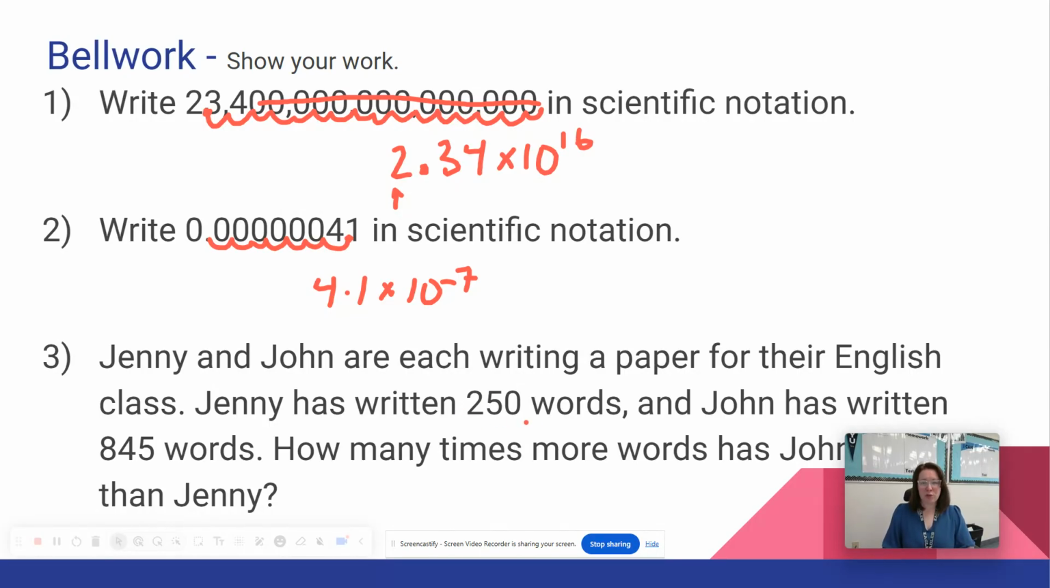Jenny and John are each writing a paper for their English class. Jenny has written 250 words, and John has written 845 words. How many times more words has John written than Jenny? There's that key phrase. How many times more? We talked about that, where that means divide. And we'll do our bigger one, John, divided by our smaller one, Jenny. And then you just solve. And that'll tell you how many more times. It's almost like saying, here's John's paper, it's really big. Here's Jenny's paper, it's really small. How many times could we fit Jenny's paper inside of John's paper? That's kind of what we're figuring out.